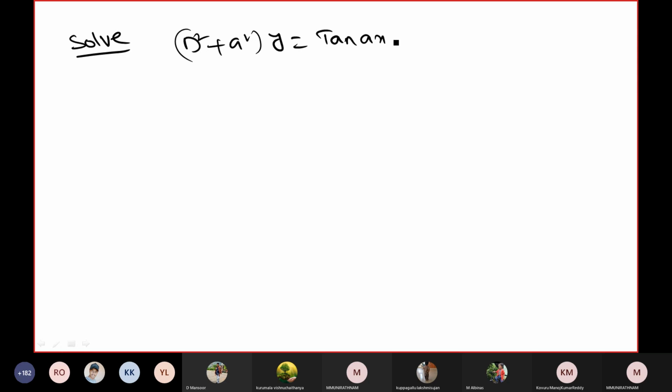So write down: solve D square plus a square into y equal to tan ax.